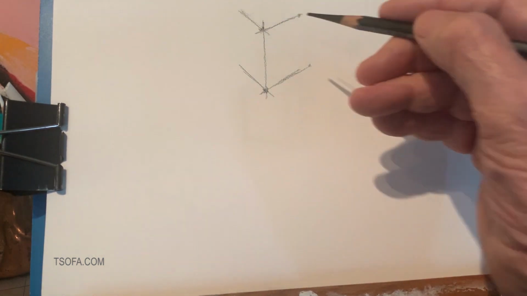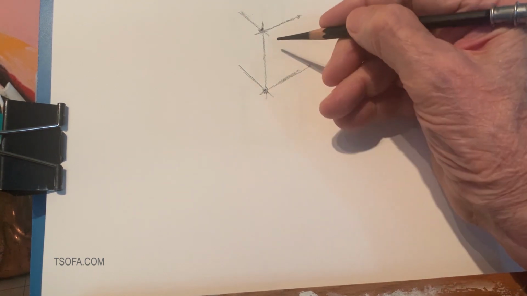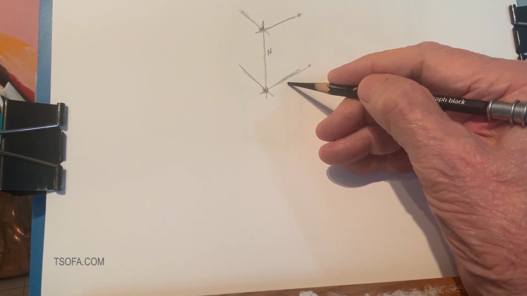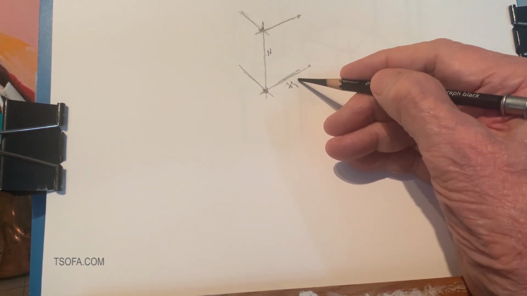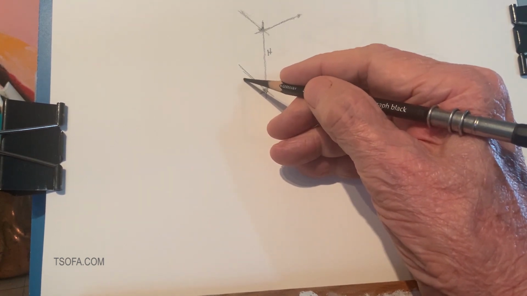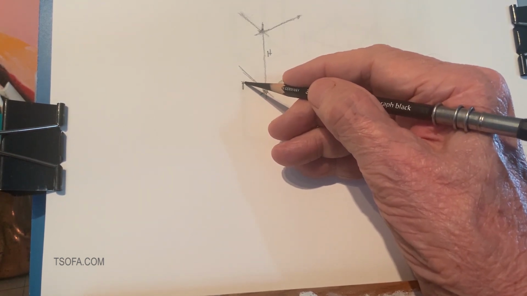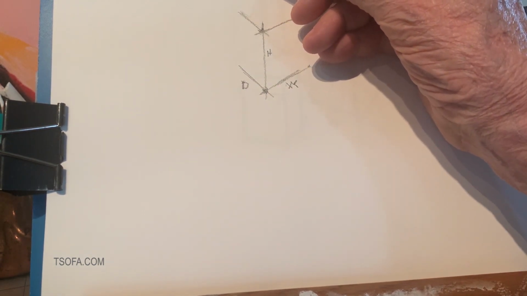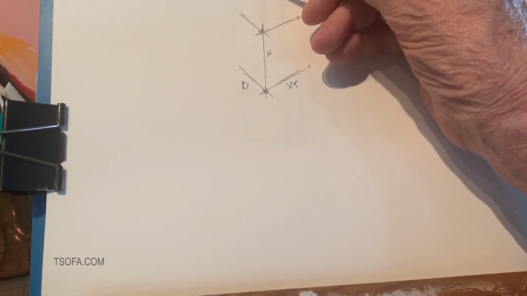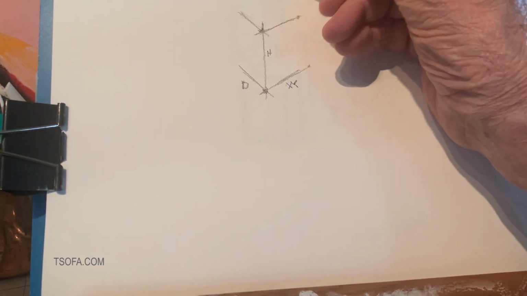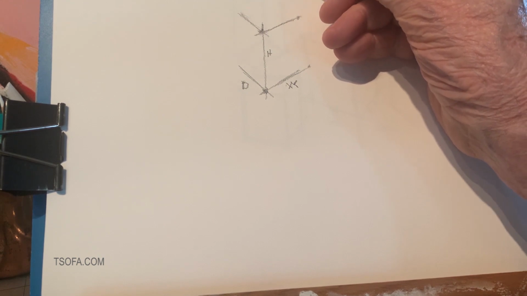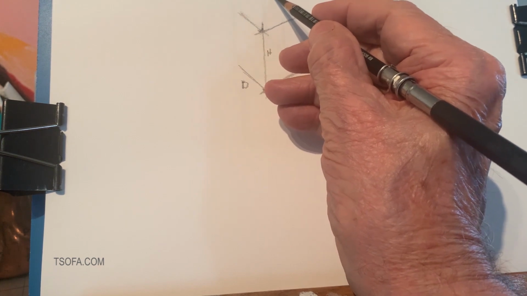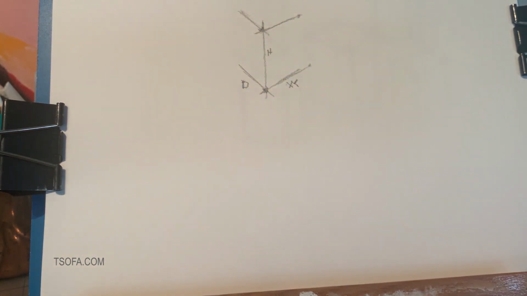And what that procedure is, my first line was the height line, so that is the H line. My second line was the width line, so that's my W line. And the third line then becomes my depth line, or my D line. So your procedure really is the H, W, D. Height, width, and depth.